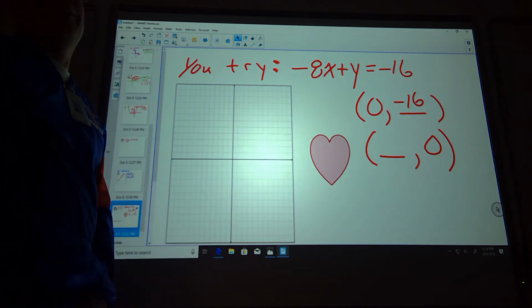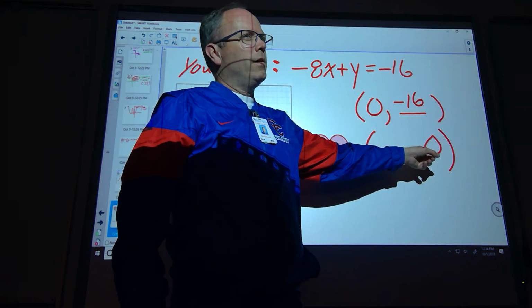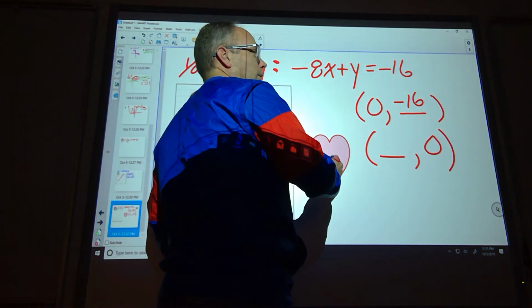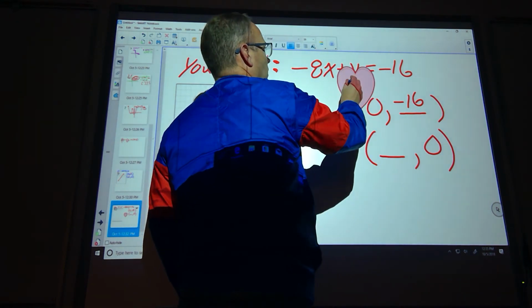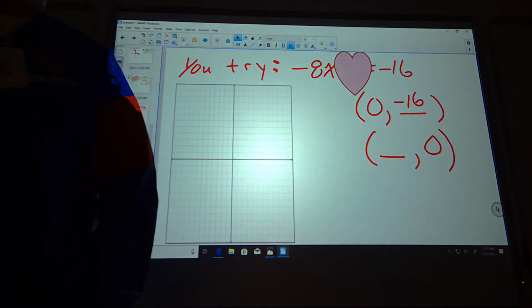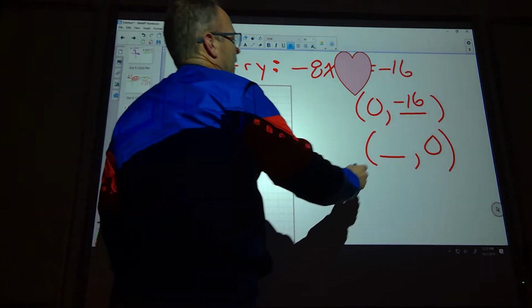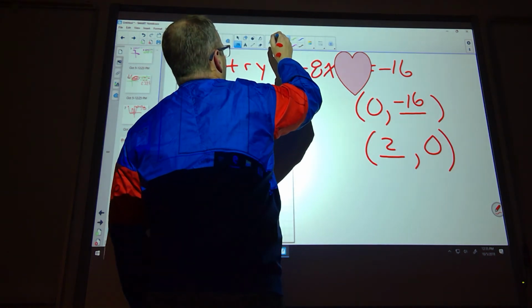I like the heart. Is that okay? Is this an x or a y value? It is a y. So what am I going to do with the heart? Where am I covering? Oh, okay, so negative 8x equals negative 16. You nailed it.